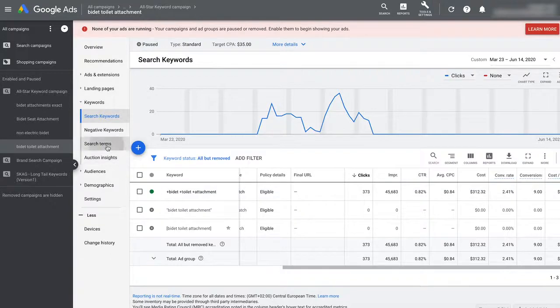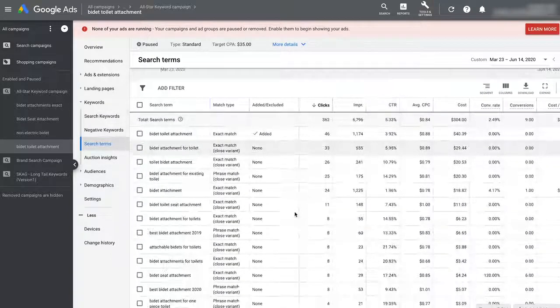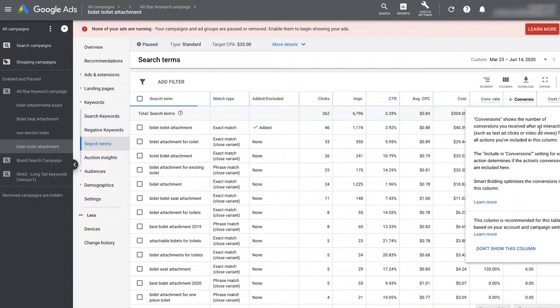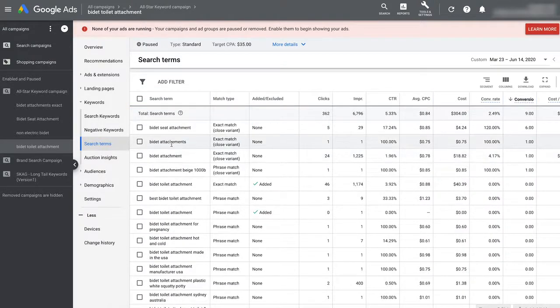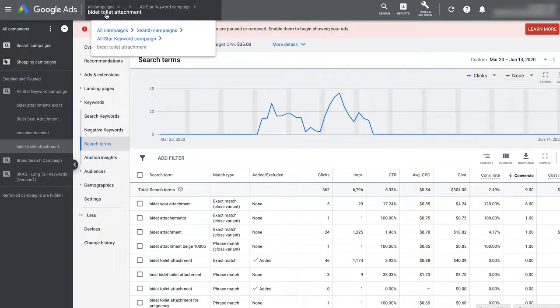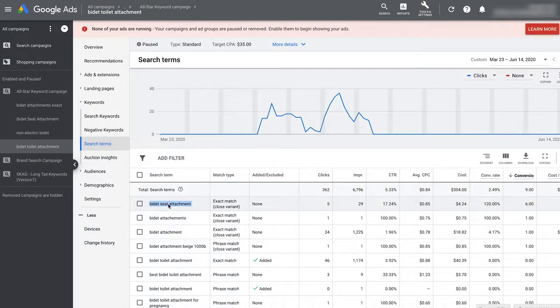And what we could do is when we look inside the search terms, right? Hopefully you guys are finding this repetitive a little bit. We could see what was converting. Can we make another SCAG? Bidet, oh, look at that, bidet seat attachment. And what is this campaign actually called? So this campaign is actually bidet toilet attachment. Look, you have a winner right here, bidet seat attachment.